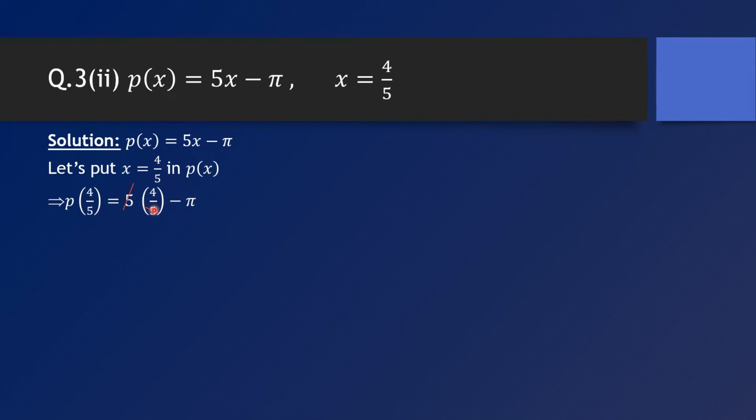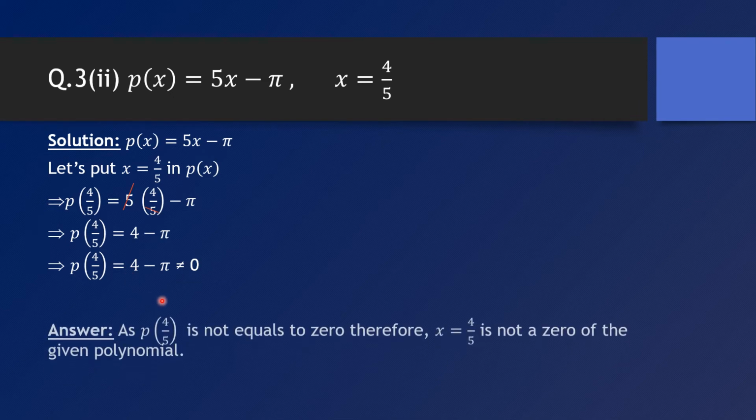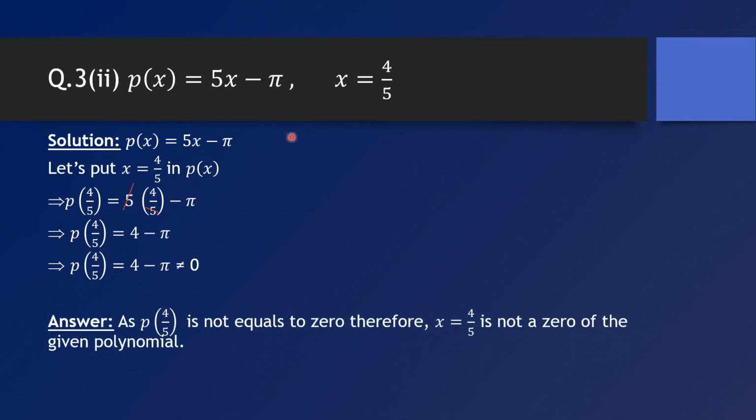Here also we can see that 5 and 5 can get cancelled with each other, and we will be left with 4 minus pi as the answer, which is not equal to 0. Therefore, you need to write that it is not equal to 0. Therefore, the given value of x is not a 0 of the given polynomial.